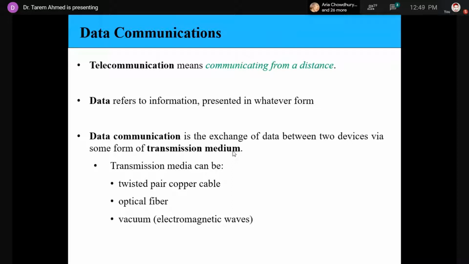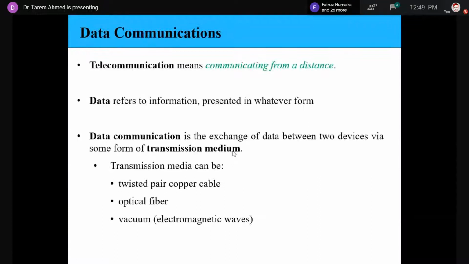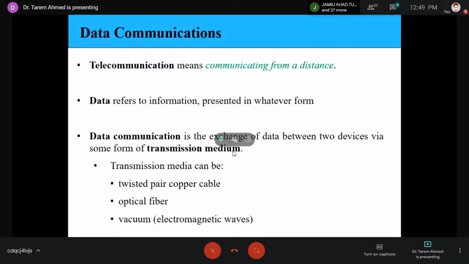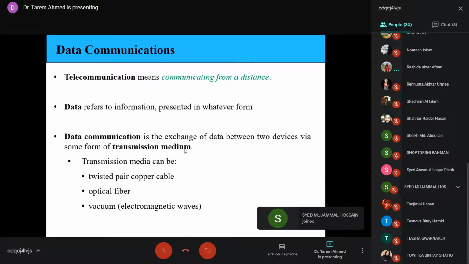Have you all heard of Morse code? Yes, sir. Has anyone not heard of Morse code? No. Is there anyone who has not heard of it? Sir, I didn't hear about it. Okay. Anyway, I'm going to try to explain. If anyone who has heard of it, feel free to help me explain it.